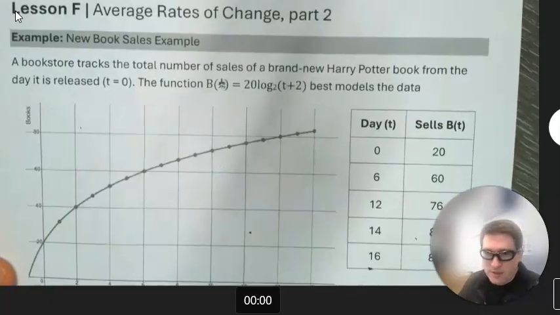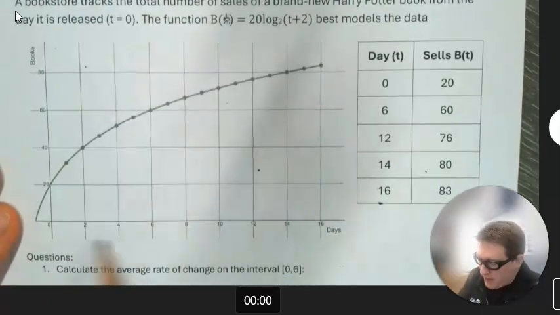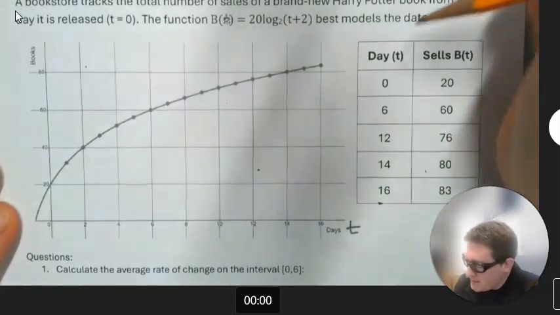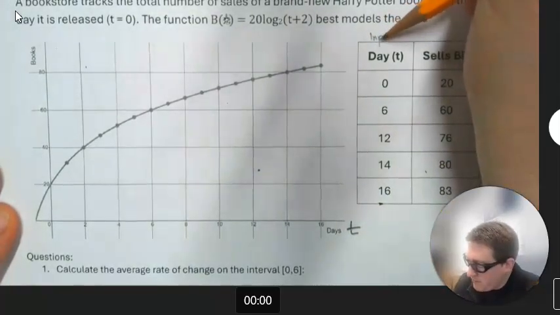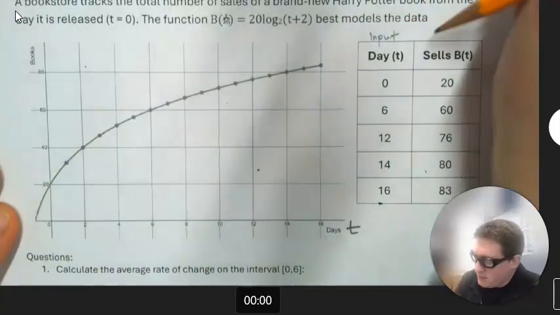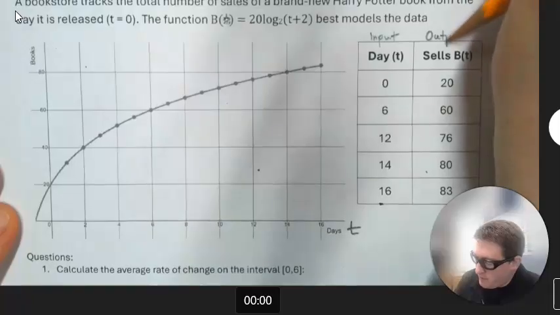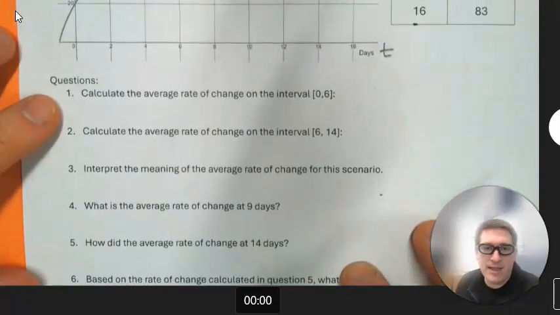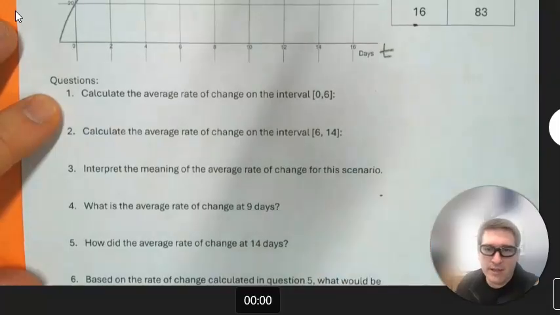Let's get our inputs and outputs straight. They put the days on the x-axis, which makes sense because time is normally put on the x-axis. So these are our input variables. And the books are on the y-axis, so those are our output variables. And now we can begin to answer the questions. Calculate the average rate of change on the interval 0 to 6.